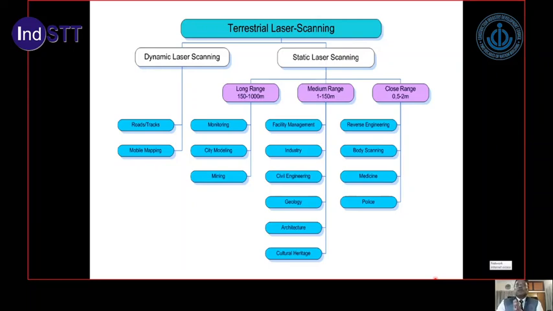In static laser mode, there are certain applications which are given in the blue oval boxes, and you can see that it has application in civil engineering, city modeling, mining, monitoring the activities, and so on. The police are also using it. Architects and planners are using it. The archaeologists are using it for preservation of cultural heritage buildings in the 3D environment.